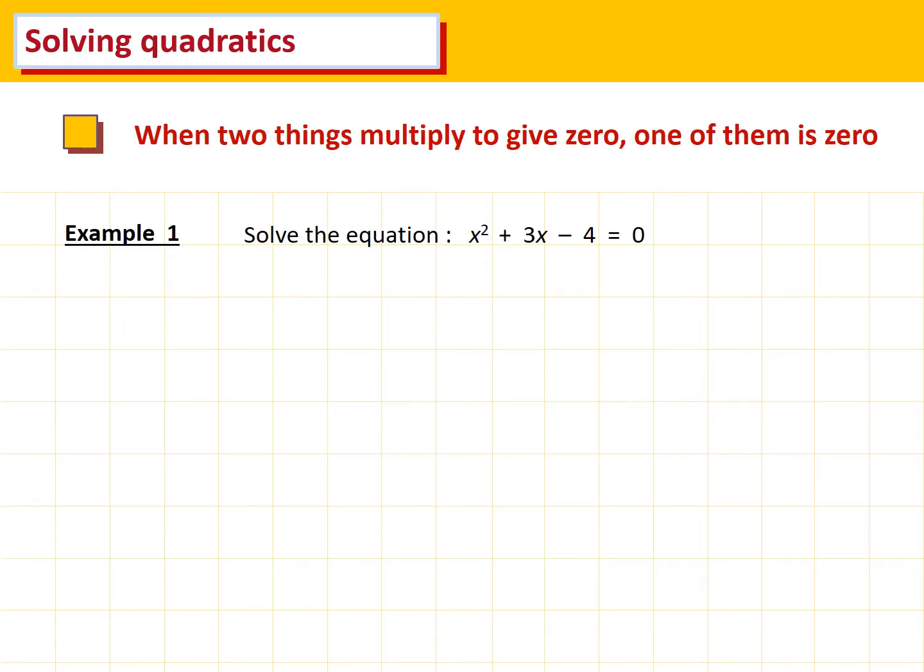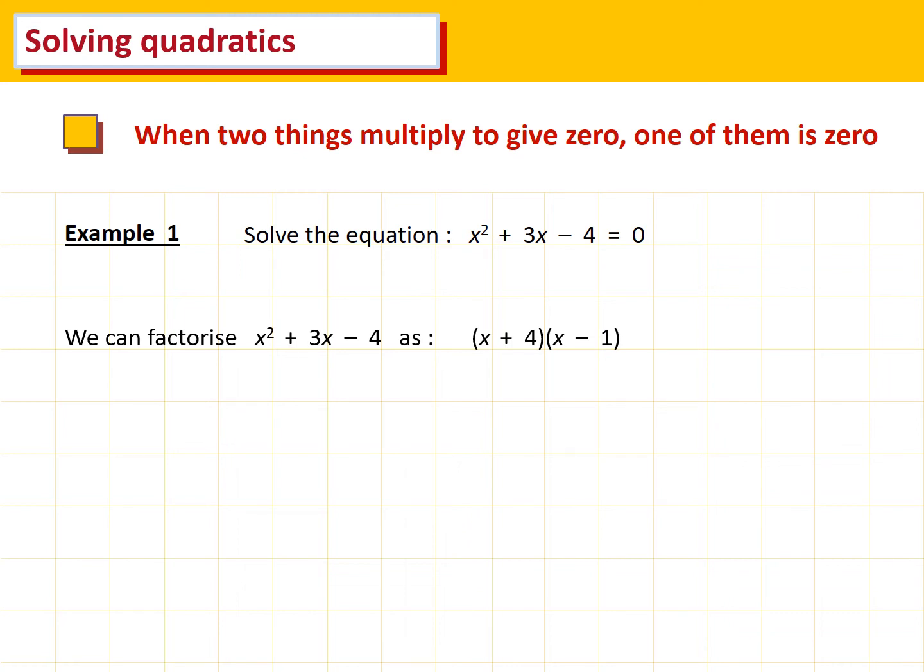When two things multiply to give 0, it must mean that one of the two things is 0. And that's important when we're trying to solve this quadratic equation. Now we're going to solve it by factorising. And we may remember from the last lesson that to factorise this expression, we ask ourselves which two numbers multiply together to give negative 4, and when added together, give us positive 3. And the answer to that question is x plus 4 and x minus 1.